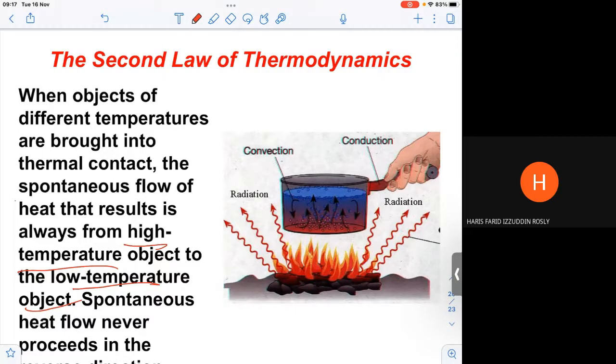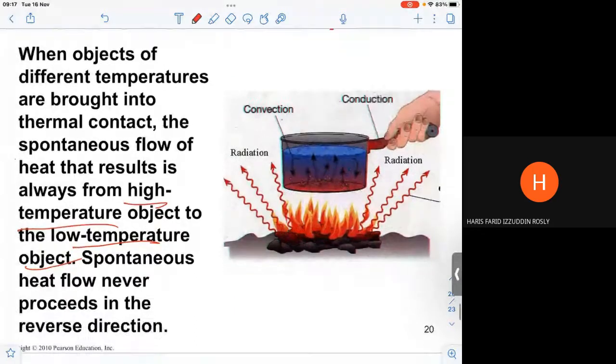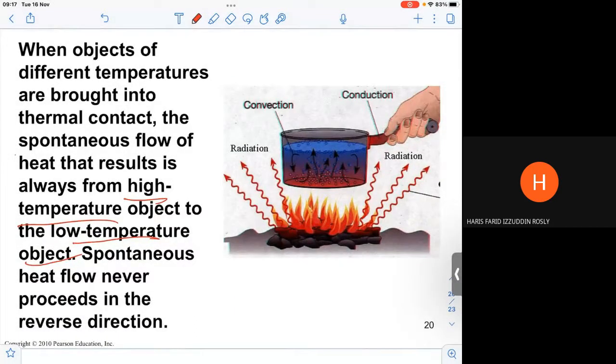That's how thermal contact works, it will always be like that. Heat will flow from the high temperature to low temperature. These are the laws in thermodynamics. This spontaneous heat flow will never proceed in the reverse direction.